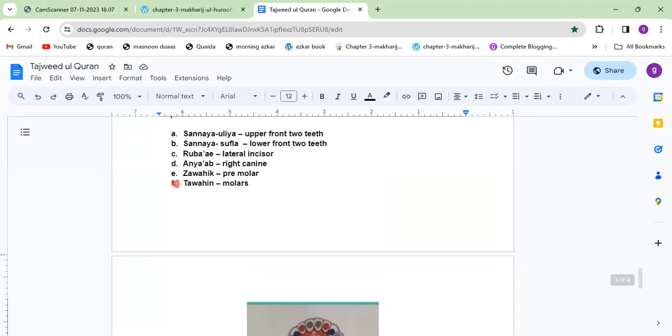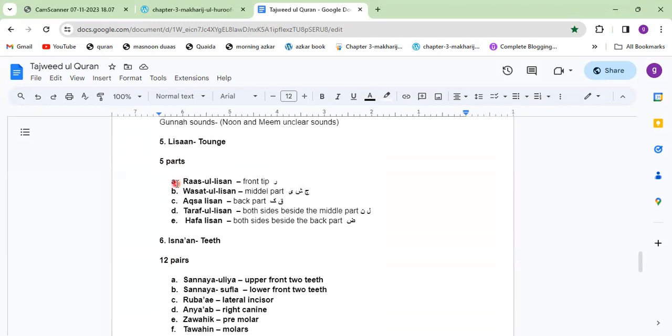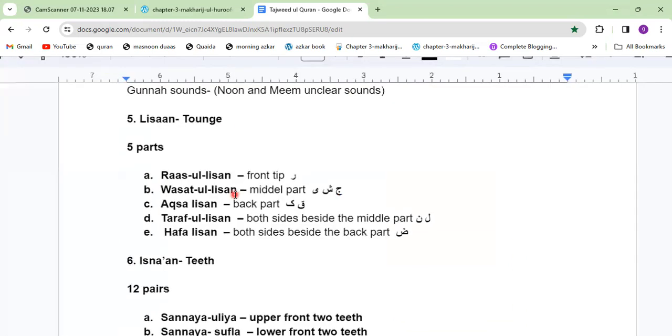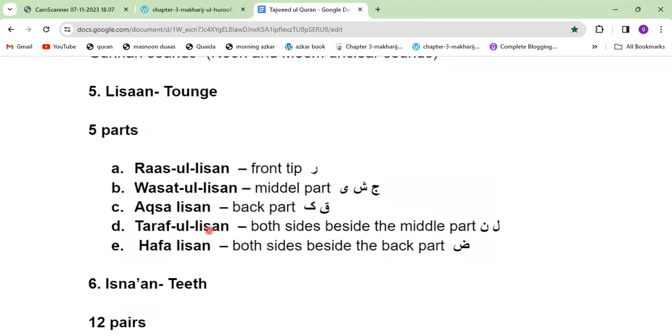Okay. And when we were discussing the tarf al-lisan and the hafa al-lisan, we were not discussing their pronunciations. Like we never discussed the lam, noon, and dod in detail. How are we pronouncing these ones, right? So let's start with these two parts and then we will move towards the others.